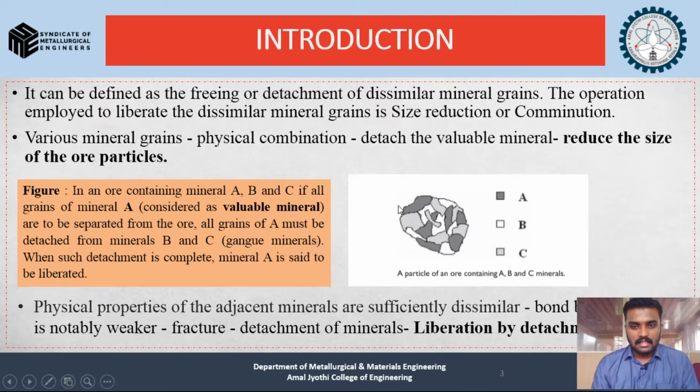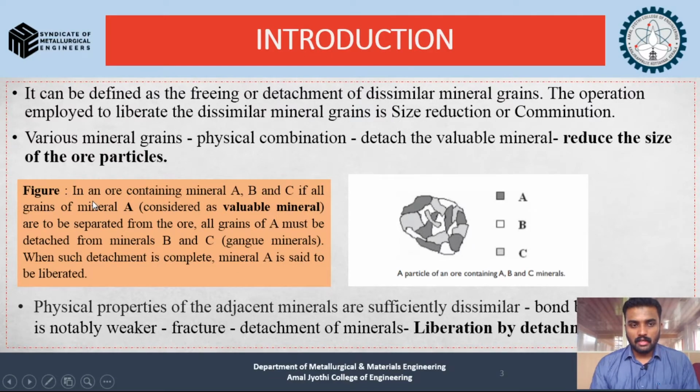You can see this example, A, B and C. We have to go through what the terms A, B and C are. The operation employed to liberate the dissimilar materials is size reduction or comminution. So this process is like disintegrating or detaching dissimilar minerals from the particular ore. That is the process of liberation.